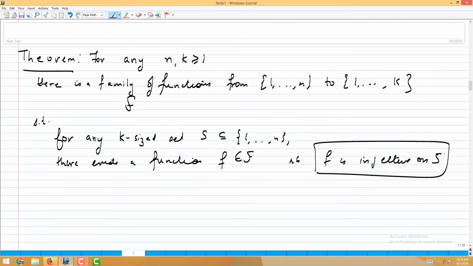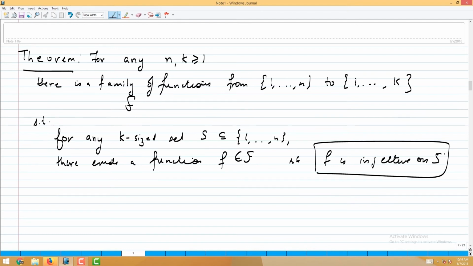What does it mean to say that f is injective on S? What is an injective function? What is a general injective function? One to one. So for every element in the domain, there is a distinct element in the range to which it maps. So when I say a function is injective on S, in general the function f is from 1 to n to 1 to k. In general it might not be injective, but if you just look at the function restricted to S, it is injective. That means for every element in S, it is mapping it to a distinct element from 1 to k. Okay.